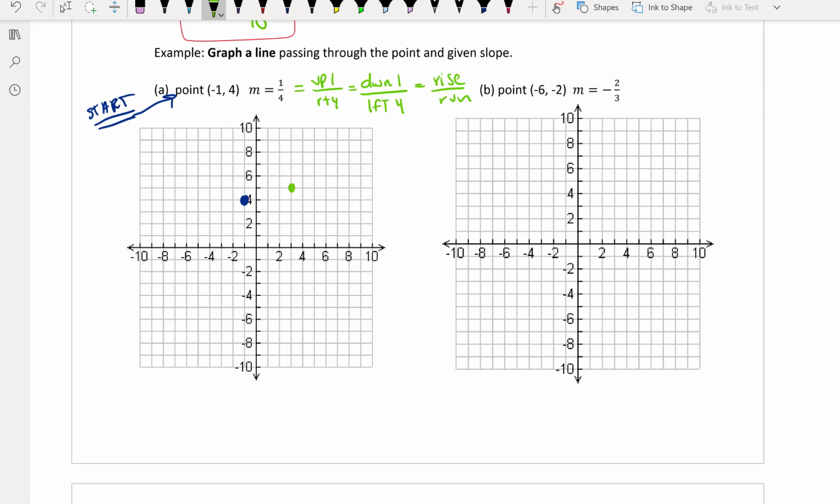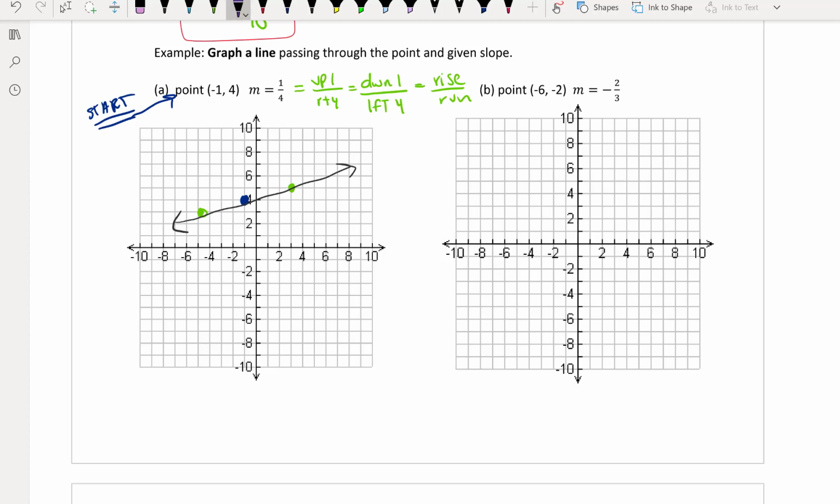I would be here. If I started at the y-intercept, or sorry, the point that it's given me, and if I go down 1 and over 4, notice how I still end up on more or less the same line. So that is how you're going to graph.